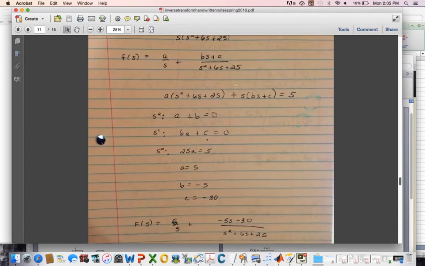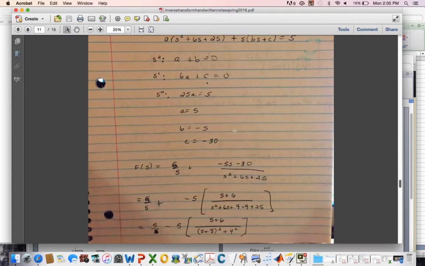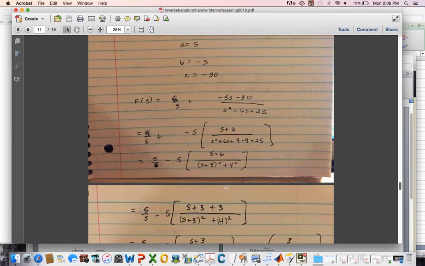Using the method of equating coefficients, I come up with a equals 5, b equals minus 5, and c equals minus 30. So plugging those in, I'm going to get 5 over s plus minus 5s minus 30 over my quadratic denominator. Factoring out the minus 5 so that I have this in an easier to view form. And now it's time to complete the square. So this is what I end up with.